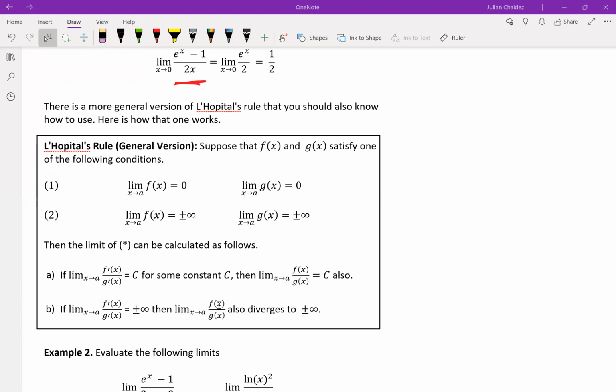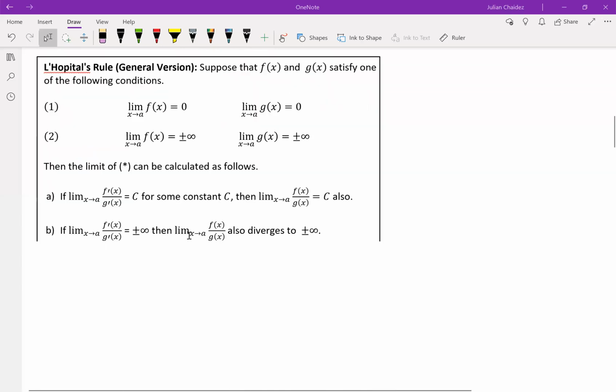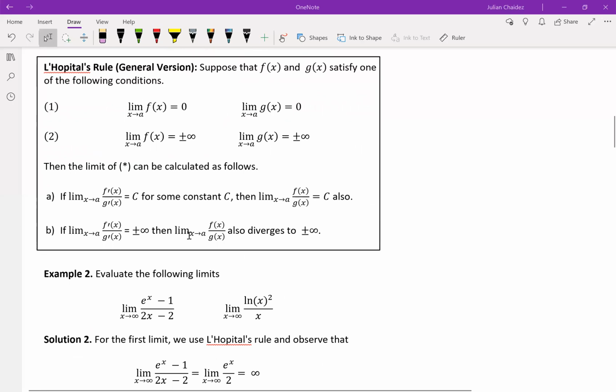Okay, so if either of those two cases holds, then the limit of f of x over g of x, the limit of this thing we want to evaluate, can be calculated as follows. If the ratio of the derivatives, f prime of x over g prime of x, goes to some constant c as x goes to a, then the limit as x goes to a of f of x over g of x is also going to be c. So in the case where the ratio of the derivatives goes to some constant, I can replace the original ratio with the ratio of the derivatives and then take the limit. That case is the same as before. That's exactly what I was saying in the simplified version of L'Hopital.